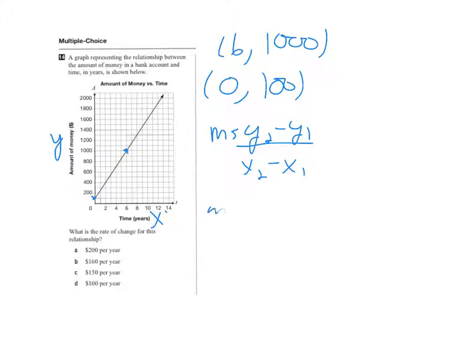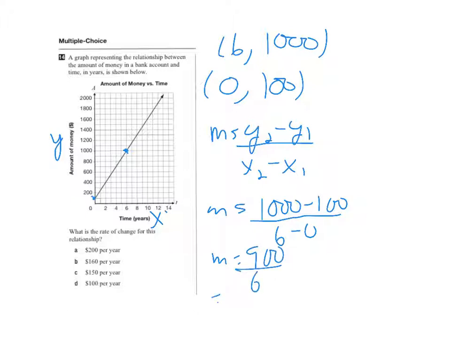And if I do this, I'll get 1000 take away 100, 6 take away 0, 900 over 6, which will give me $150. And you would get the same answer if you drew the triangle and you calculated your rise and your run.